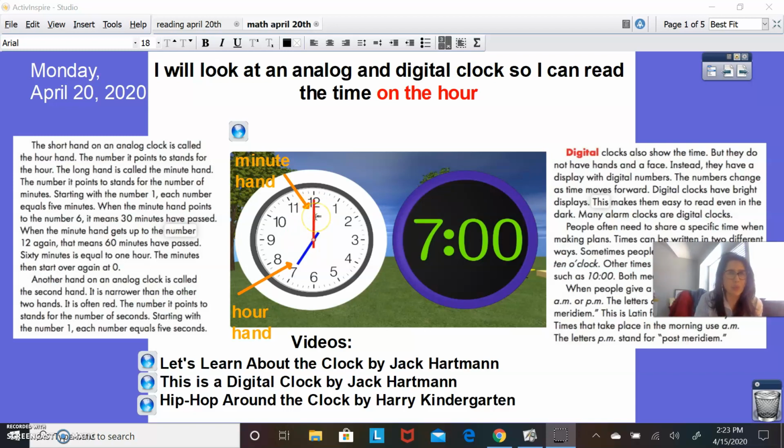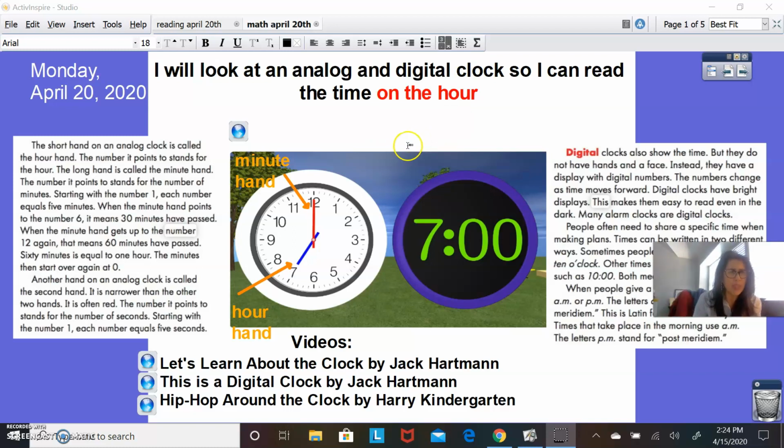Okay, so starting with 1, each number equals 5 minutes. When the minute hand points to the number 6 right here, it means 30, because we count starting here. We go 5, 10, 15, 20, 25, 30. But we'll talk more about that in our lesson for past the hour. This is just on the hour, so we'll go into more detail on that one in our next lesson.